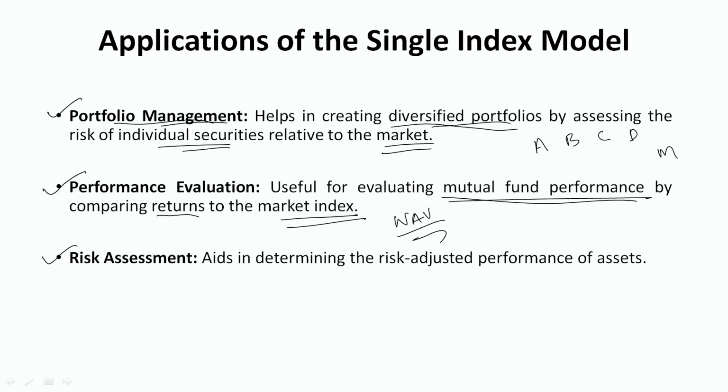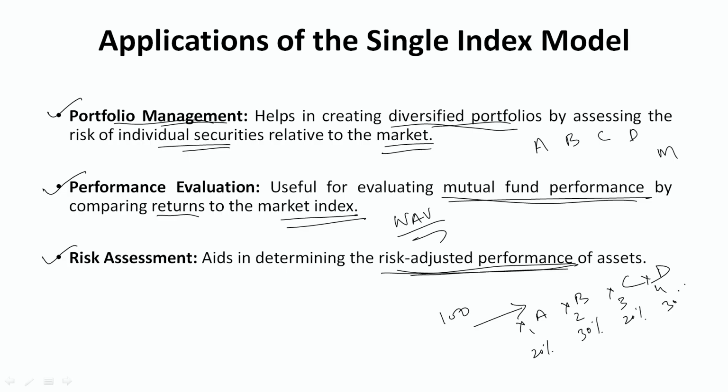Risk assessment: it helps in determining the risk-adjusted performance of assets. Suppose I have 100 rupees in my hand and I want to invest in A, B, C, D. I can divide it into X1, X2, X3, X4 accordingly. So I can have different proportions, that is 20% of A, 30% of B, 20% of C, 30% of D.